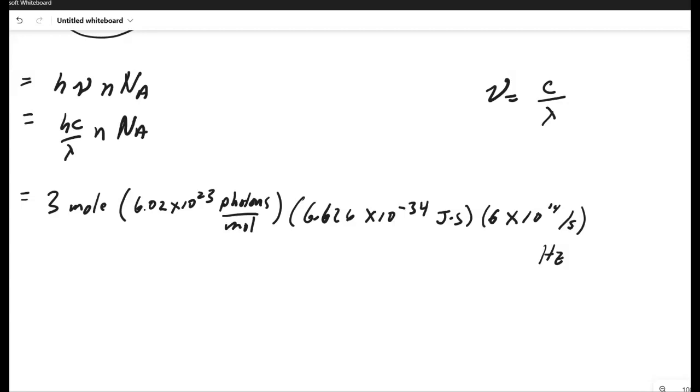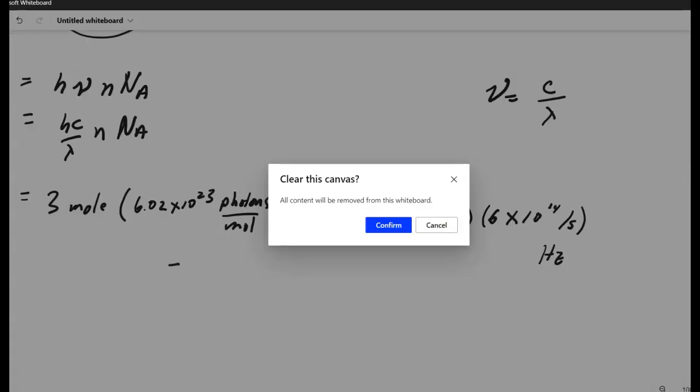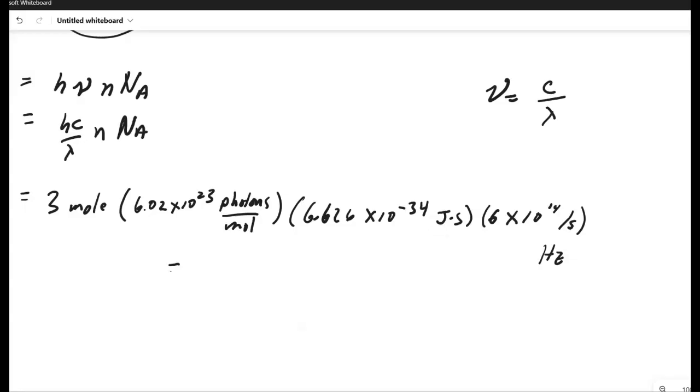And I get an energy. I'm going to write what I get on the calculator, and then we'll round it. 717,993 joules per mole of photons, for 3 moles of photons. So let me see here. 1, 2, 3. So about 718 kilojoules in those 3 Einsteins of photons.